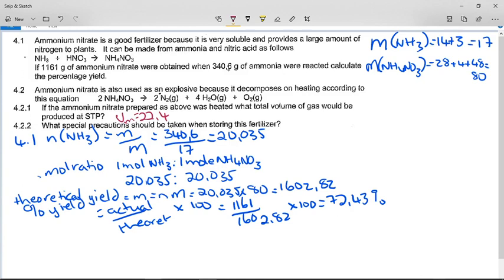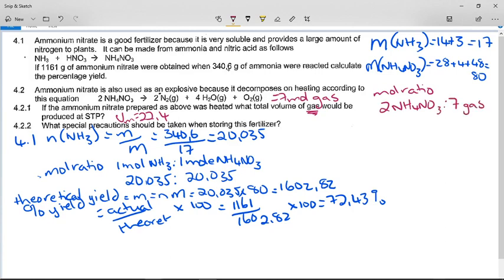So if we have a look here, 2 moles of ammonium nitrate are going to produce how many moles of gas? 2 and 4 and 1. That is 7 moles of gas total on the right hand side. So you can use the mole ratio because it says what volume of gas. So this has got a gas, this has got a gas, this has got a gas. You add them all together. So if you have a look here now, the mole ratio now is 2 ammonium nitrates to 7 gas.